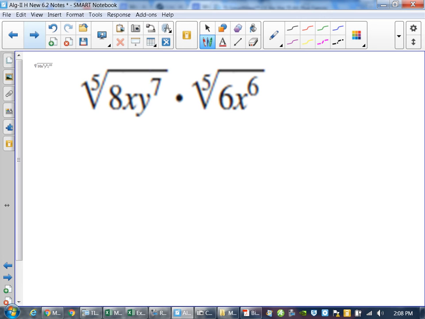So here's what happens. Does everybody agree that these are both the same nth roots? Yeah. So what we do is just write it out. 8 times 6 is 48, x to the 6th, and it's y to the 7th. Okay?